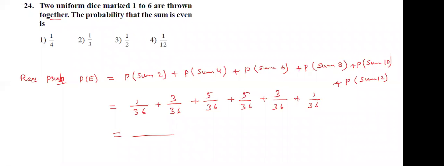Now whole divided by LCM, which is 36. Numerator, observe that 5 plus 3 is 8, 8 plus 1 is 9, 9 plus 9 is 18. So answer is 1 by 2. So the probability that the sum is even is 1 by 2. Same like that, the sum is odd is 1 by 2 only. Finally, third option correct.